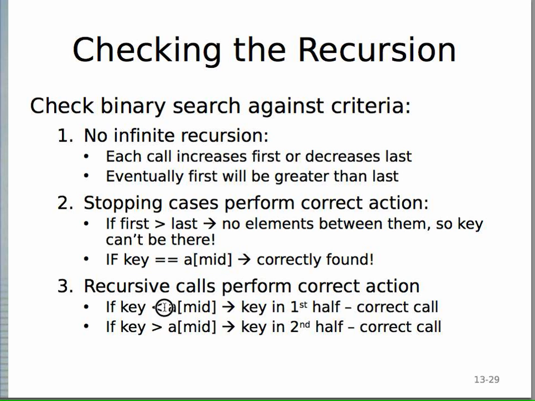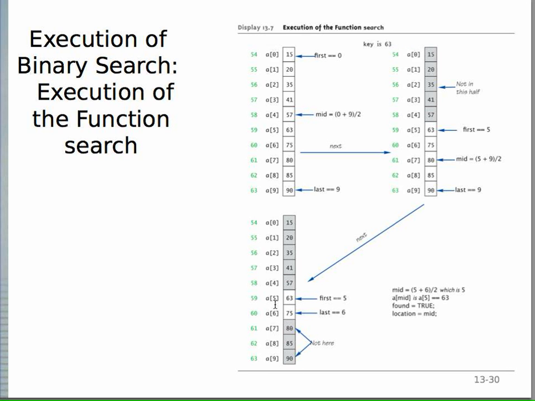That is, if key is less than the middle value, it has to be in the first half. Key is greater than the middle value, the key is in the second half. And this is correct. This would be assuming, of course, that the list or the array is sorted in increasing order, or the way we say it in computer science is non-decreasing order. That's more exact, but typically we can think of that as increasing order.